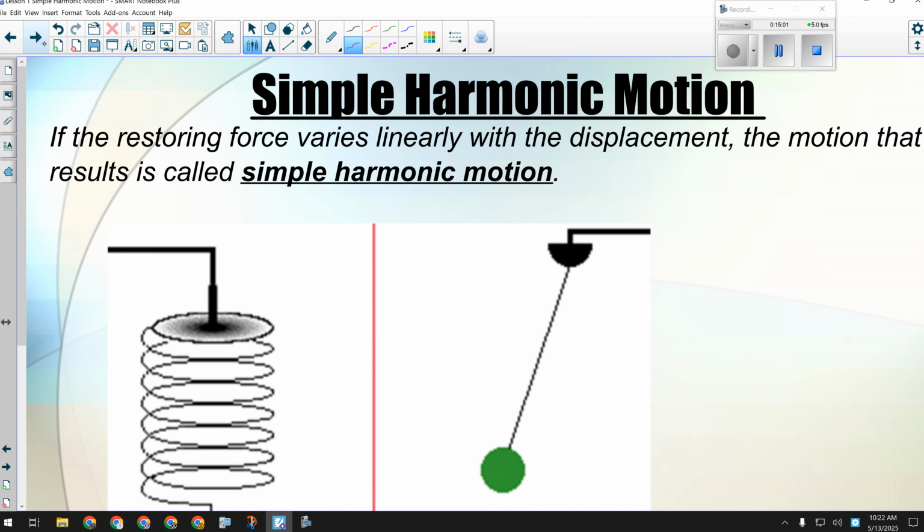So in order for simple harmonic motion to occur, this must be true. If you don't have the notes package, this needs to be copied down. The restoring force must vary linearly with displacement. So it has to get bigger in a linear way with the displacement. If I doubled the displacement, the restoring force would be doubled. That must be true for simple harmonic motion to occur.